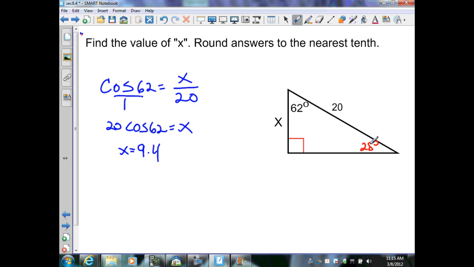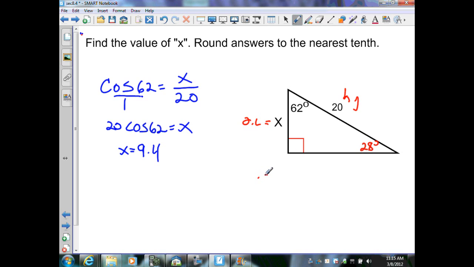Now I'm going to identify the parts of the triangle based on that angle. Here, x is the opposite leg. And of course, 20 is still opposite my right angle, so that's still my hypotenuse. Now I have an opposite leg and a hypotenuse. That trig ratio, using opposite and hypotenuse, is the sine ratio.